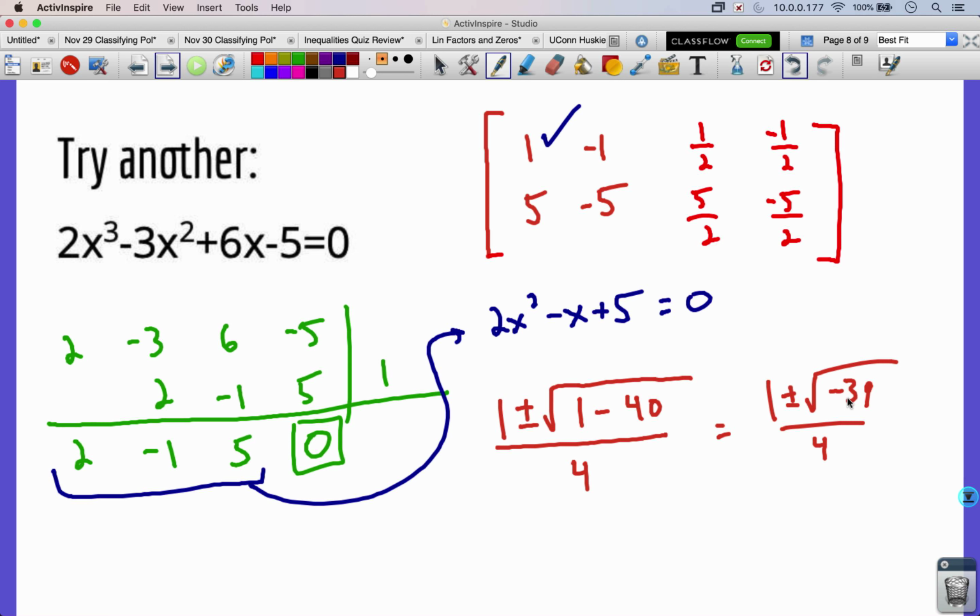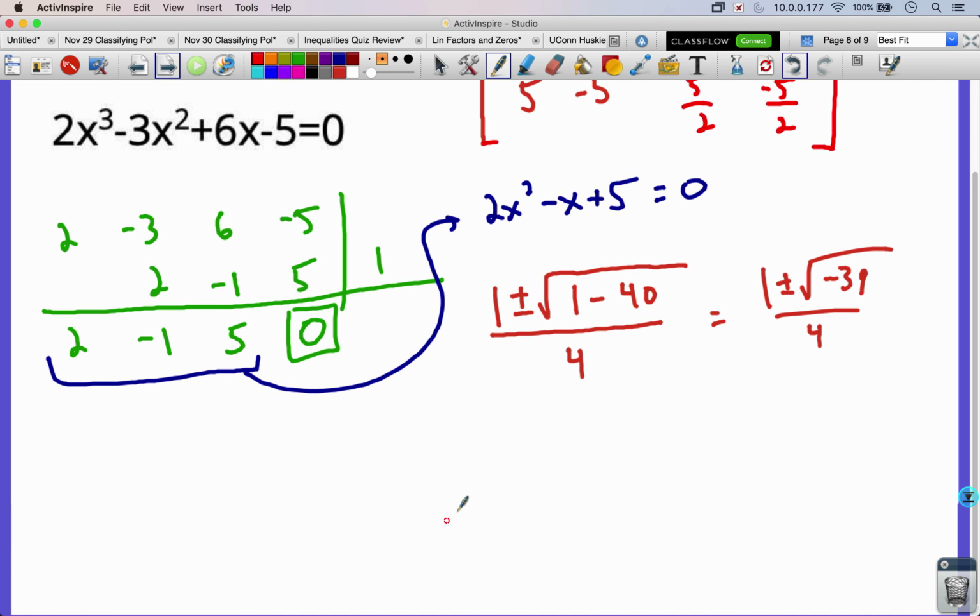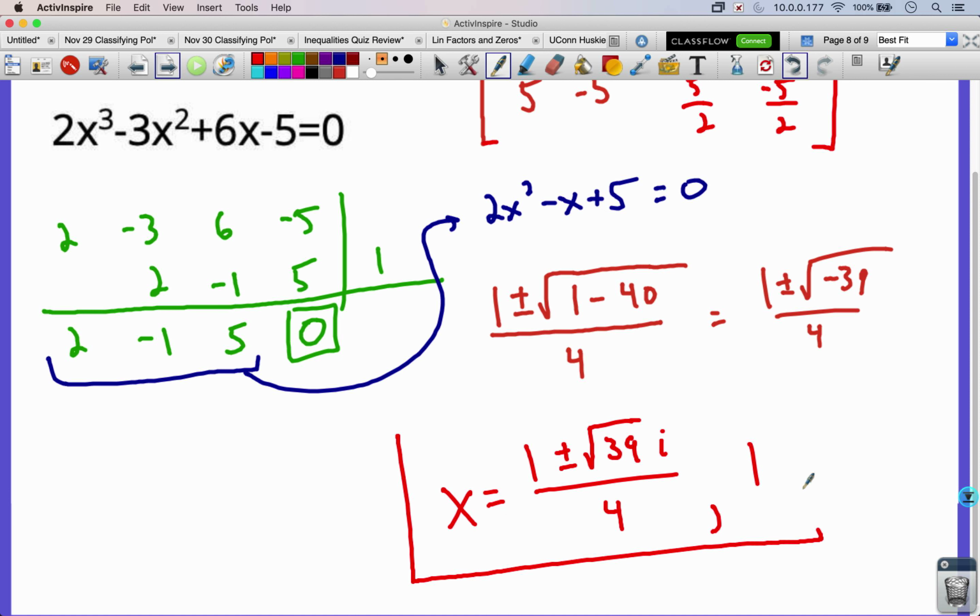We never want to leave a negative inside of a square root, so we're going to pop out that negative as our imaginary unit i. x equals 1 plus or minus the square root of 39i all over 4. All right, and then we also have the answer of 1, which is the one that we found using synthetic division. We were expecting 3 answers because this is cubic. Did we get 3 answers? We did, because this plus or minus makes this count as 2 separate answers. 1 plus root 39i over 4, 1 minus root 39i over 4.